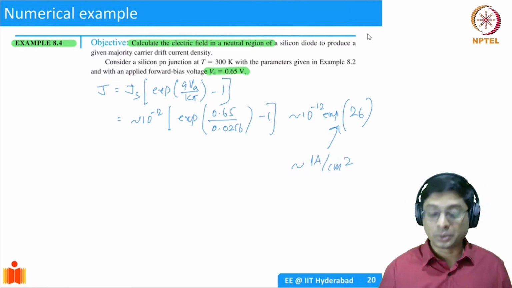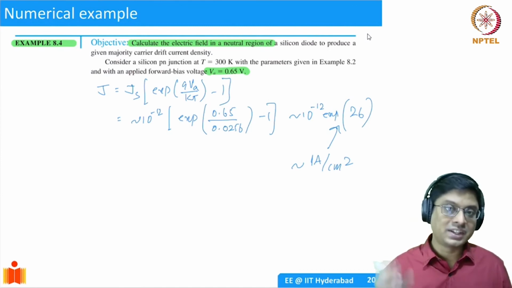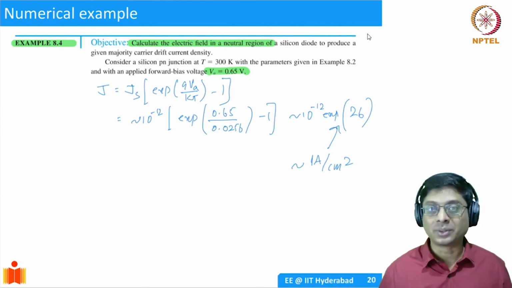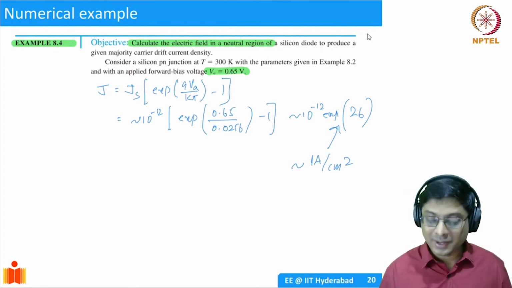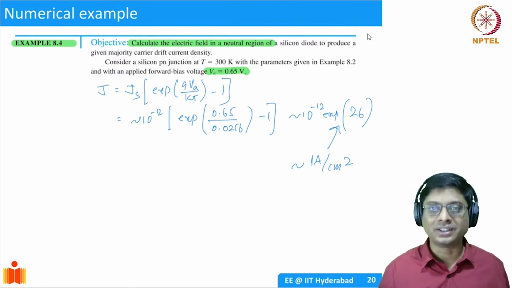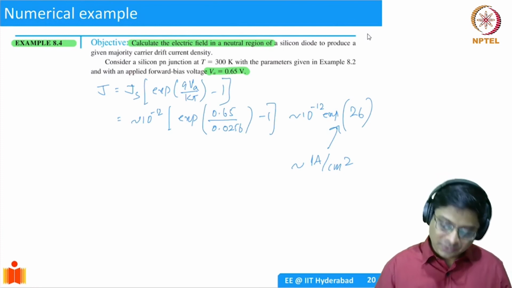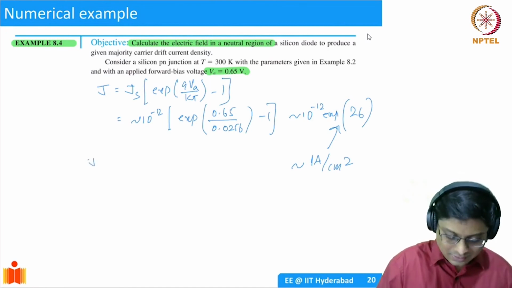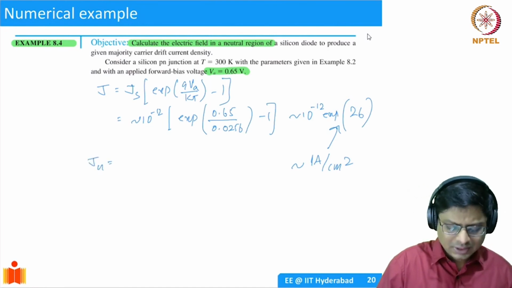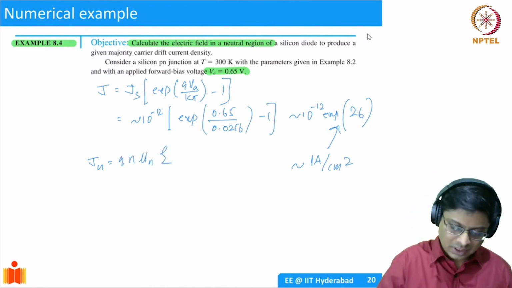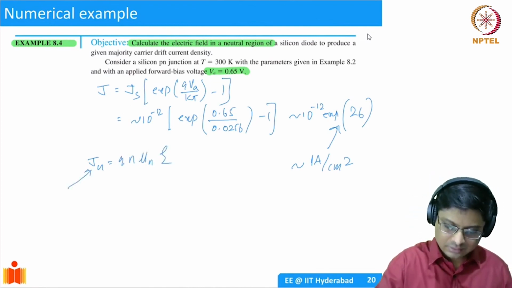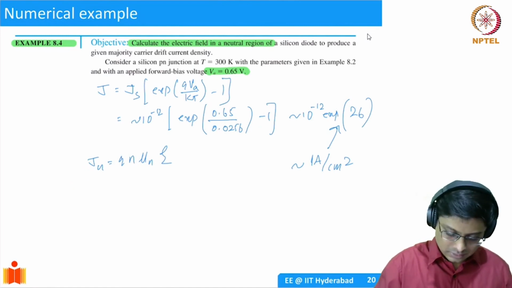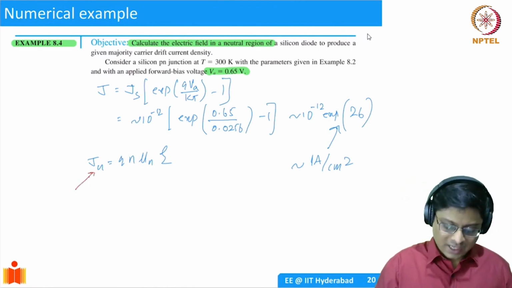Okay, so this is going to be the total current that is flowing through. Remember, the Js was only picoamps per centimeter square, whereas the total current, the diffusion current, is going to be amps per centimeter square. So 12 orders of magnitude higher. That's the scale we are talking about. Okay, so if you have 1 amp per centimeter square, what is the electric field? Well, Jn was Q n mu n electric field, right? So now we said this was 1 amp per centimeter square.